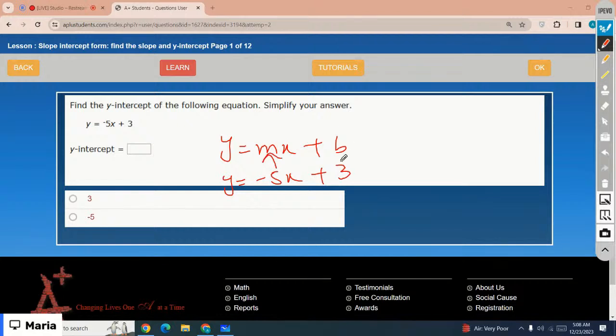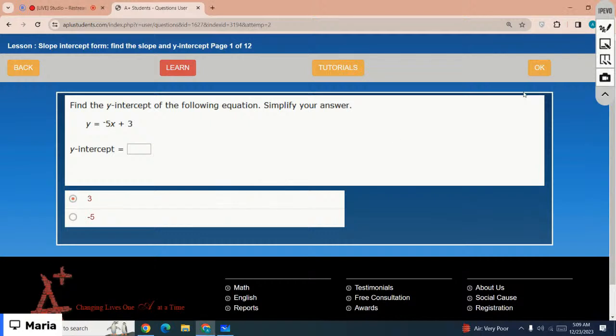So m equals negative 5 and b equals 3. In the slope intercept form, the y-intercept is b, so the y-intercept is 3. b is the y-intercept. So the correct option is 3. Option number 1 is the correct option.